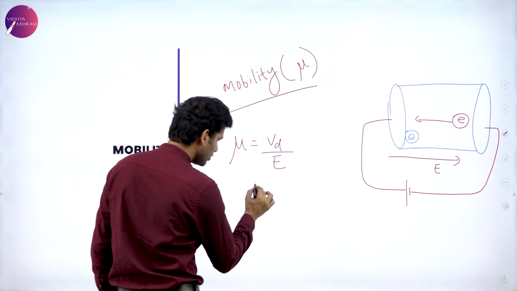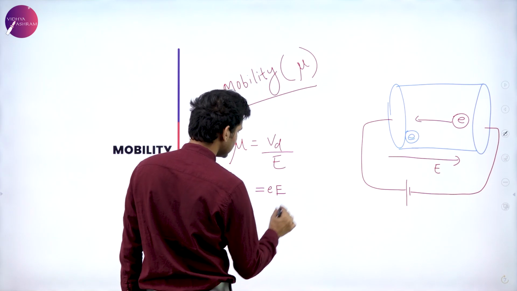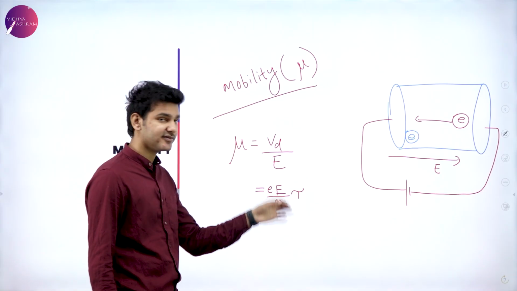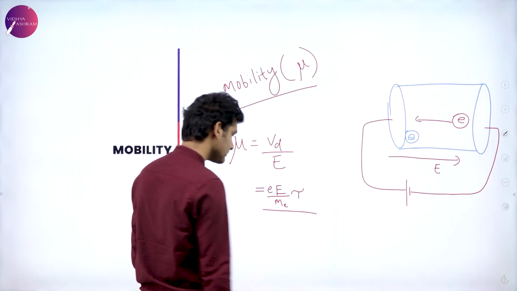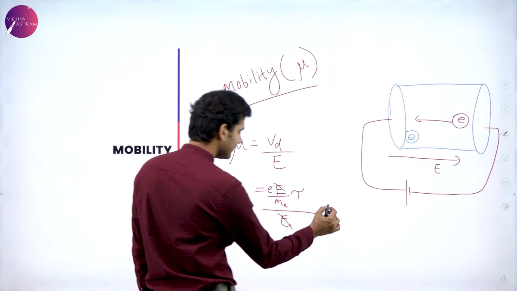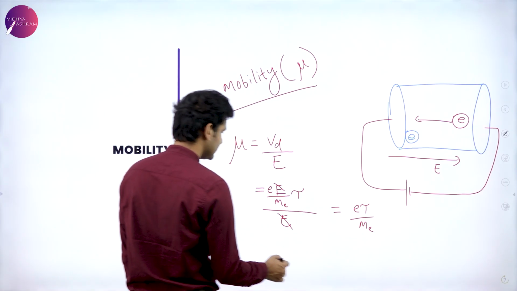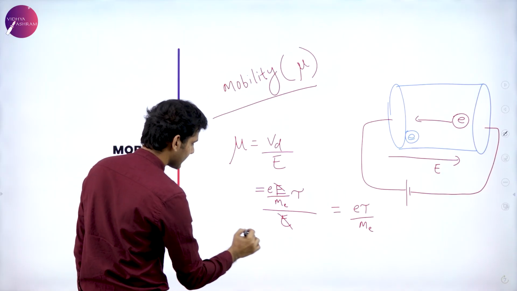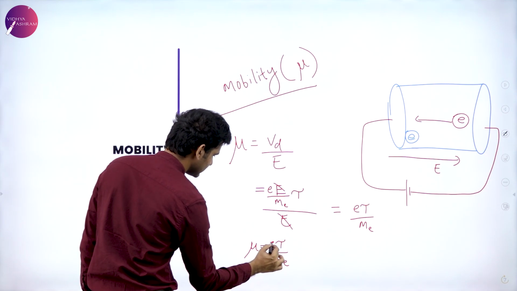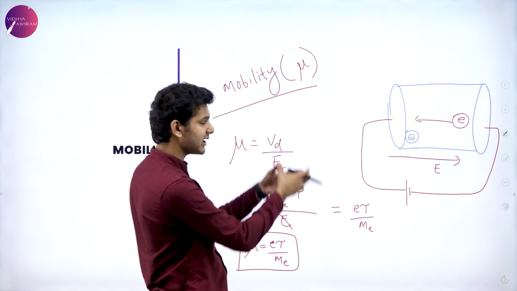So Vd by E. We know what Vd is actually equal to. It is equal to E by m into tau, I'm only considering the magnitude here, that is why I did not put a negative sign. If you want, you can put it, it's completely fine. Divided by the electric field. So E and E get cancelled, and finally we are left with the equation E tau divided by m. So we can write mu is equal to E tau divided by m. So this is the equation for mobility of a charge carrying particle in an electric field.